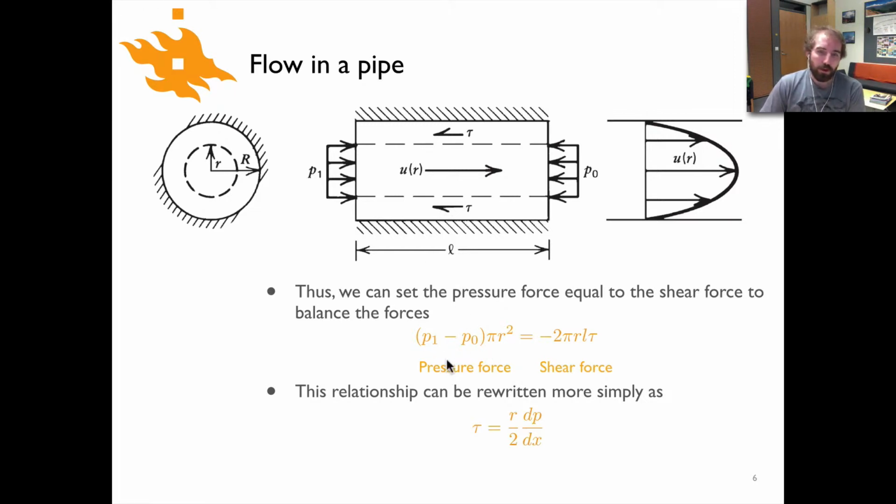And if we recognize this P1 minus P0 term from before, we can do a little bit of math. We can drop out our pi's, rearrange things a little bit, and simplify this relationship to say that tau is equal to r over 2 times dP/dx, where dP/dx is the pressure gradient mentioned in the previous lectures on channel flow.